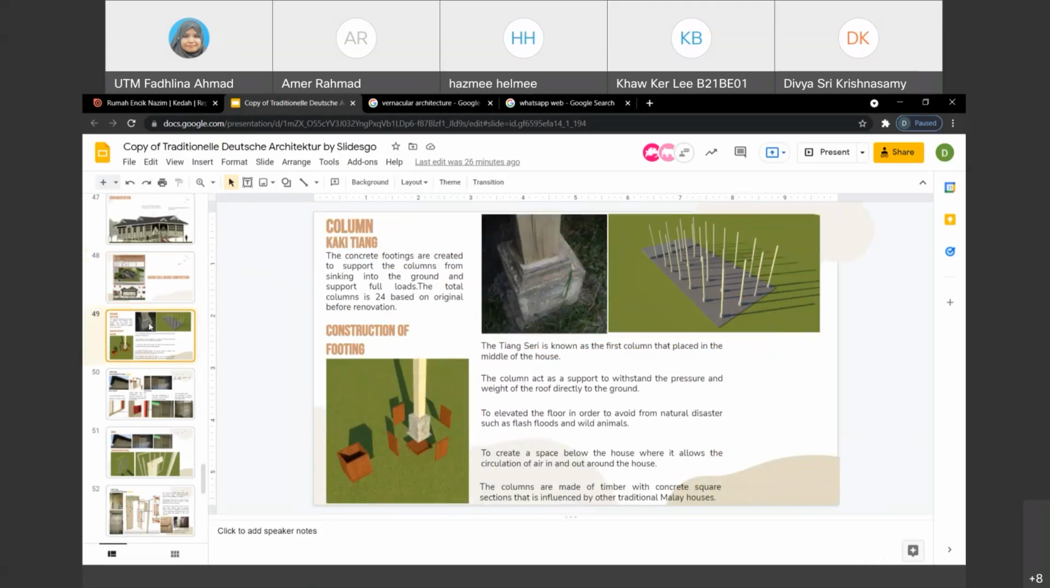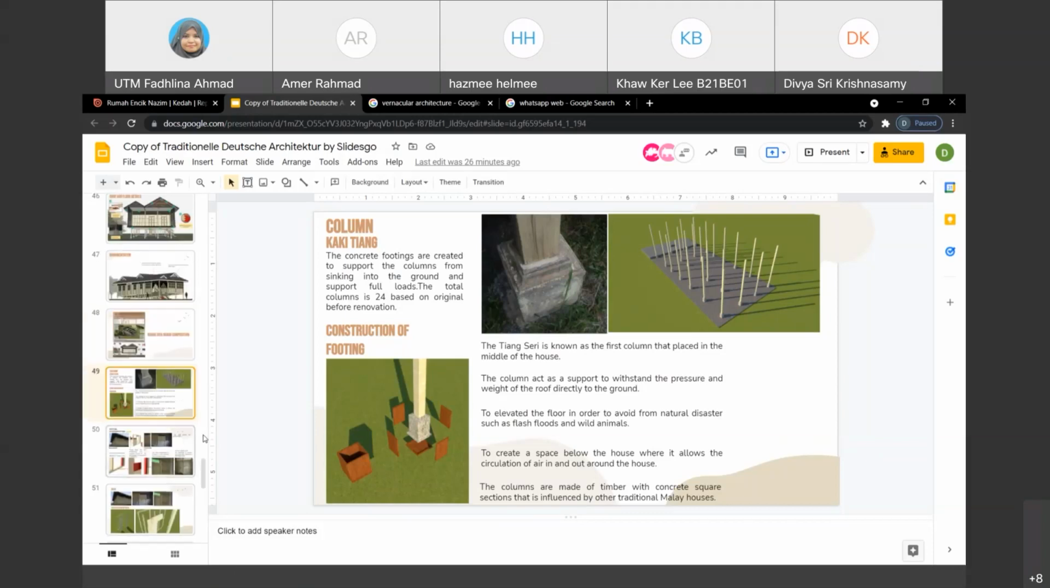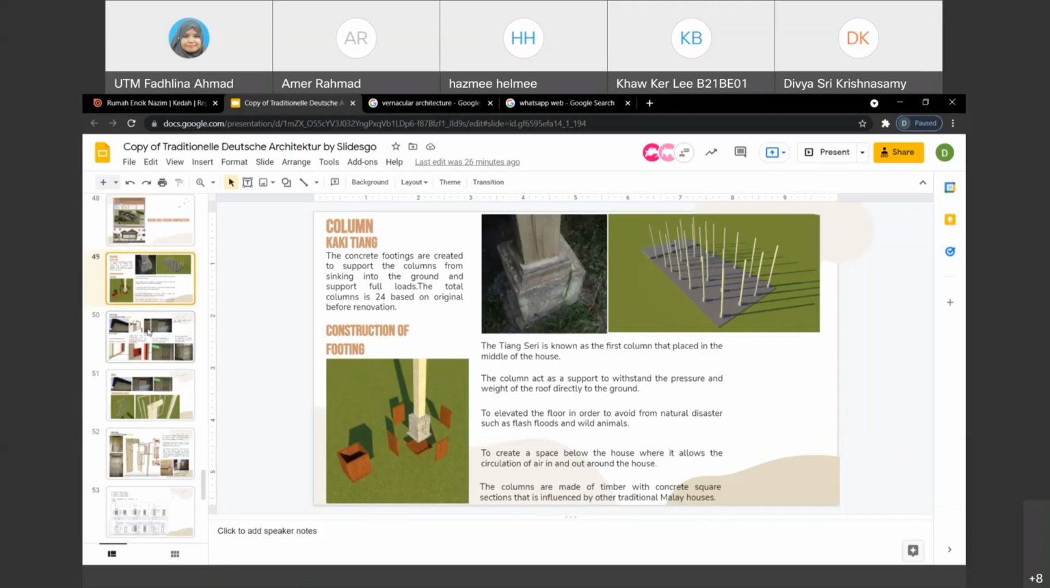number of column, the total number of column that is used in the original building is only 24 based on the original before renovation, and also the construction of footing where they use timber sheets to put the concrete before to put around the column before pouring the concrete. So this is the function of the column. So next, Divya.